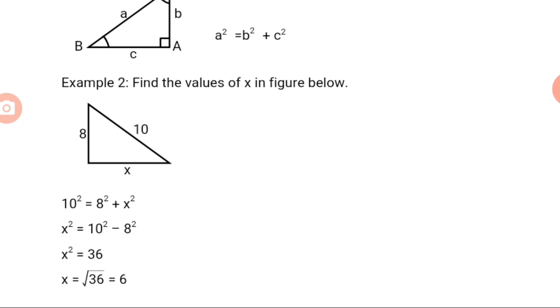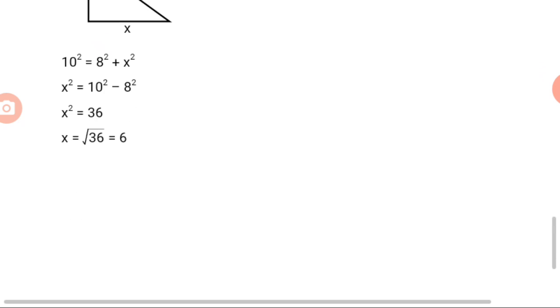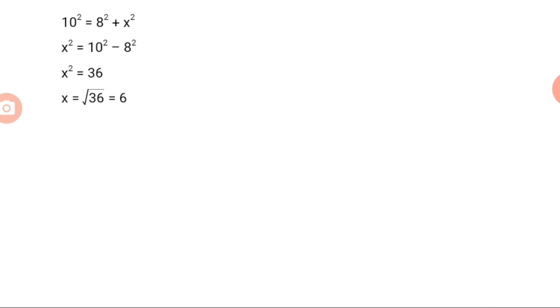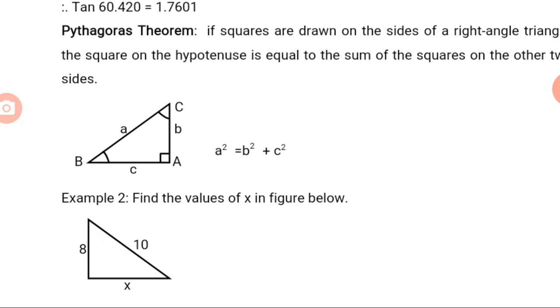10 square is 10 times 10, which is 100, minus 8 times 8, which is 64. So when we subtract 64 from 100, it will give us 36. So the square root of 36 is 6, from Pythagoras' theorem. And this one is simple because we might have come across it when you were in JSS3. Is that clear? So it's very simple. So we apply it in trigonometric ratio.